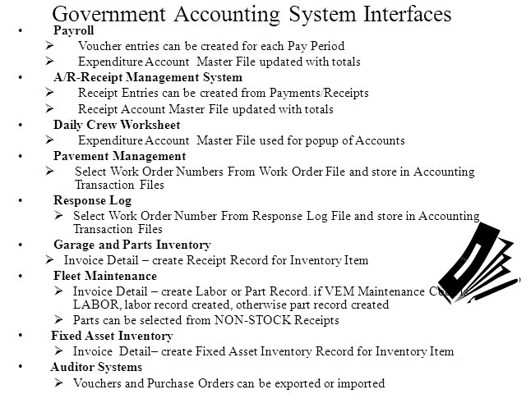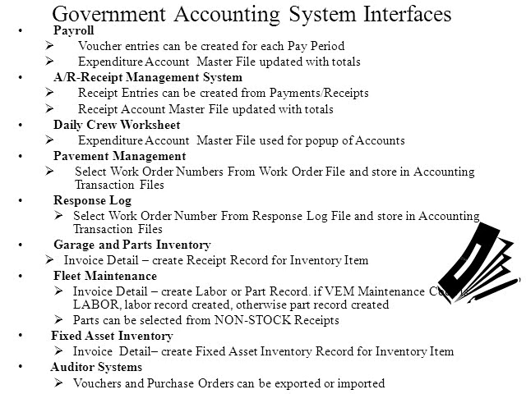The government accounting system interfaces with several public government systems. Payroll accounts can be updated from the payroll system. Receipt records can be created in the government accounting system from the accounts receivable payments. Work orders can be selected from response log or pavement management. Invoices, vouchers, purchase orders, and receipts can be linked to a work order.